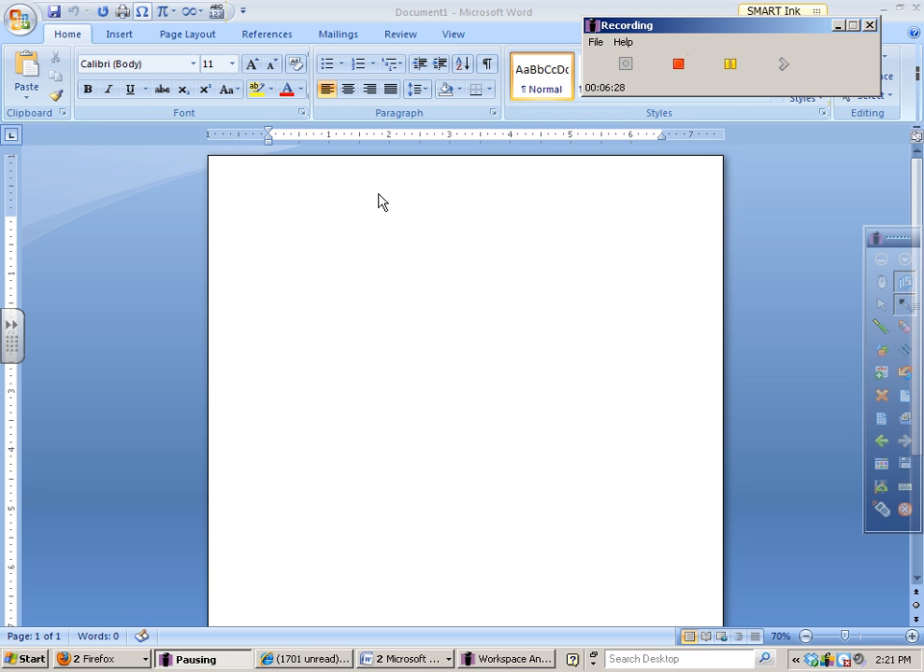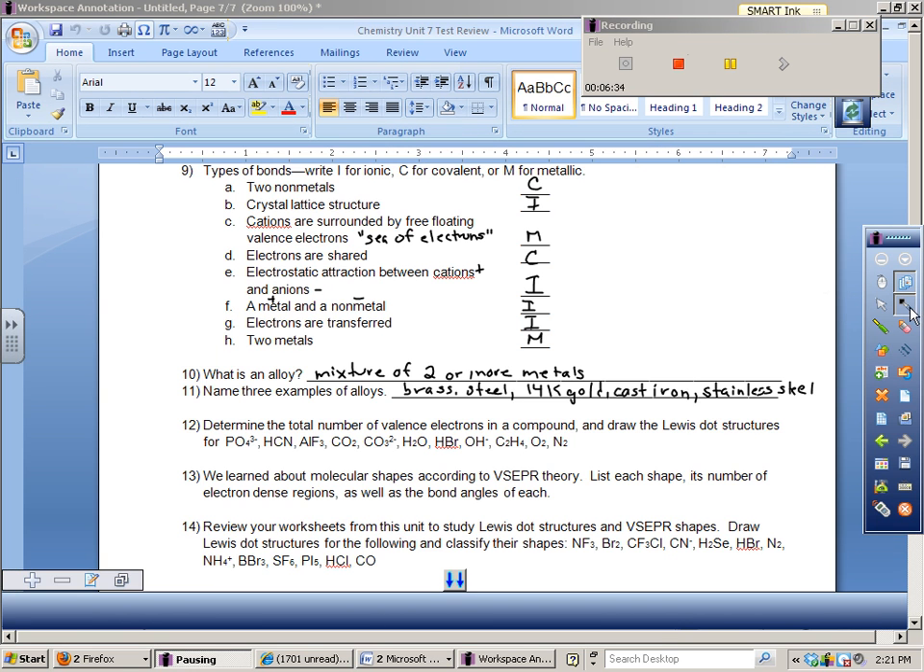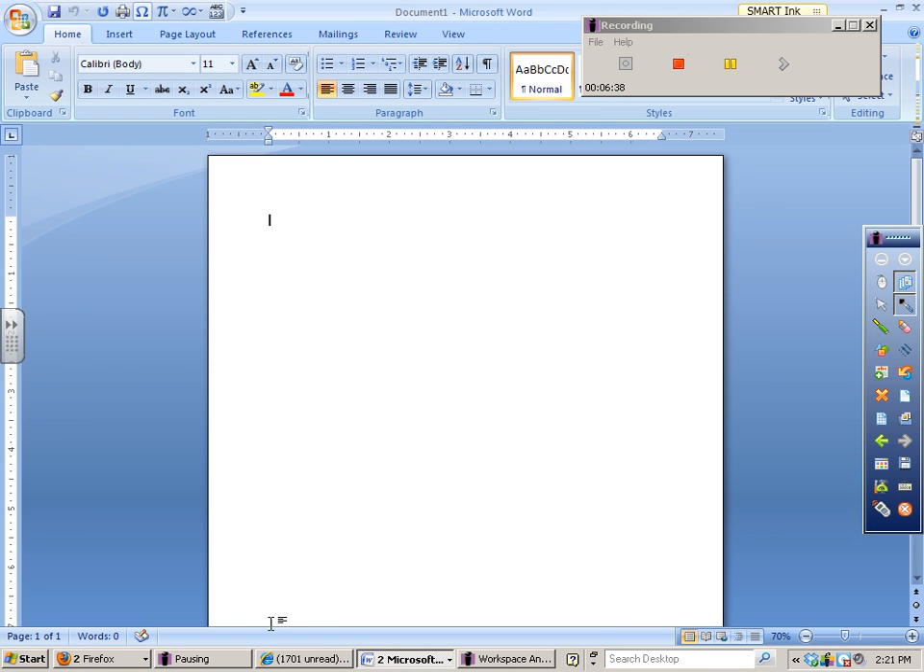Okay, for number 12, we are going to be looking at the number of valence electrons that we have. And so we were going to switch over to a separate sheet of paper.